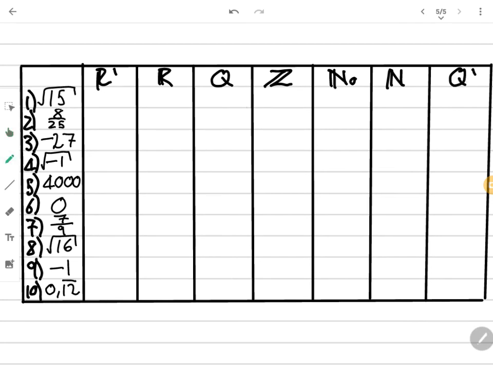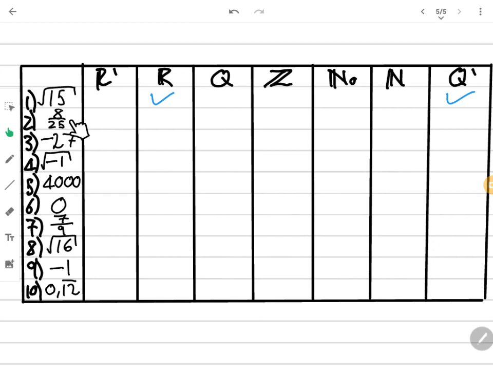So we tick it like this. It is a real number, and then it's an irrational number, because it's a non-recurring, never-ending number. Remember from the table that we had, it's a non-recurring, never-ending number.